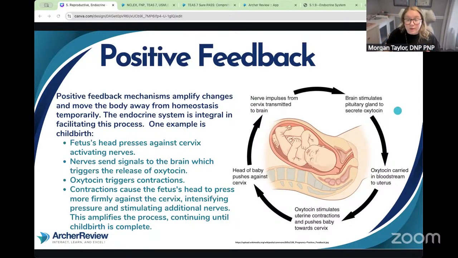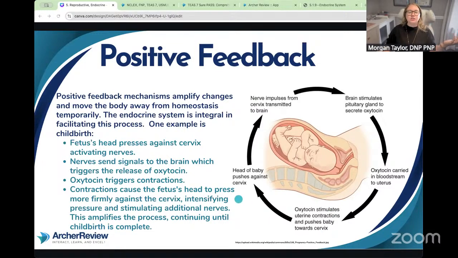Oxytocin is the hormone that helps contract the uterus so that the baby can be born. All right, so we just had a nerve impulse go to the hypothalamus, send an impulse to the pituitary gland, and the pituitary gland sent out a hormone that's now going into the bloodstream down to the uterus and stimulating uterine contractions. All right, what's going to happen when that uterus contracts and pushes the baby further on the cervix? We're going to get more nerve impulses. And the brain's going to send that signal to the pituitary and it's going to release oxytocin. And that oxytocin is going to cause more contractions.